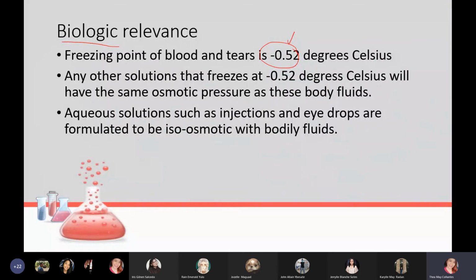But if all laboratory results are normal, our different bodily fluids freeze at this point. So if you would want to make a certain isotonic solution, for injections and eye drops, okay? Of course, guys, it is calculated in the laboratory. But one of the tests after that would be the freezing point depression.